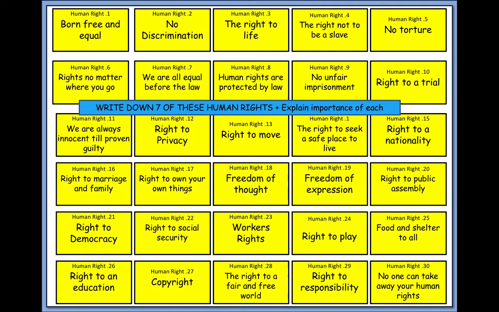These are the 30 human rights that are contained under the Universal Declaration of Human Rights. So as you can have a quick look there. Just to go through some of the wording there, a public assembly, because these are American, that's the right to protest there. Social security is healthcare as well.